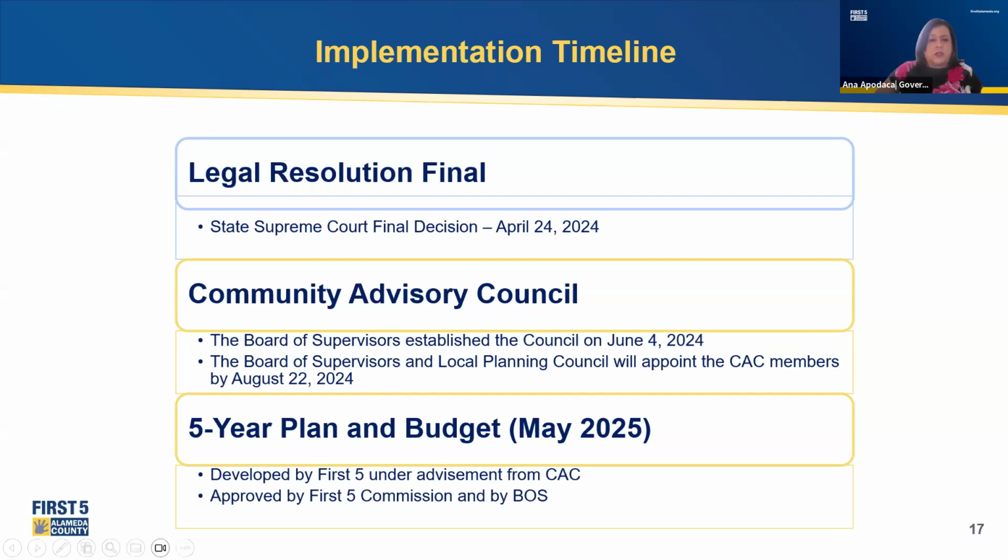And then we can begin the 5-year plan and budgeting that will occur in the next year, May 2025. All of this will need to be approved by the First 5 Commission and the Board of Supervisors. And now I am going to turn it over to my colleague, Vincent Chang.